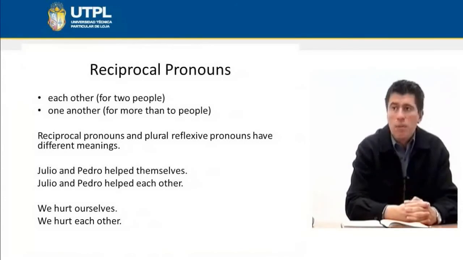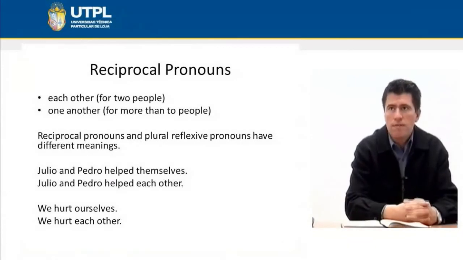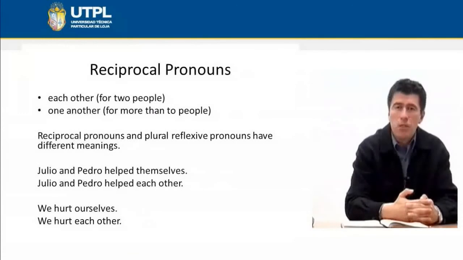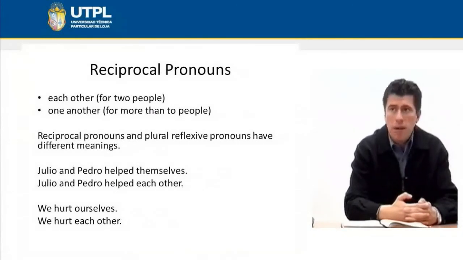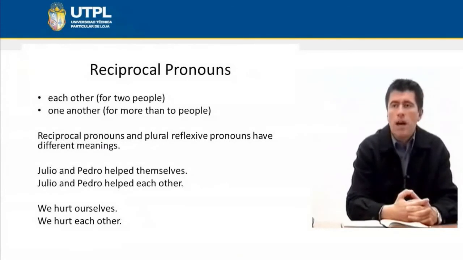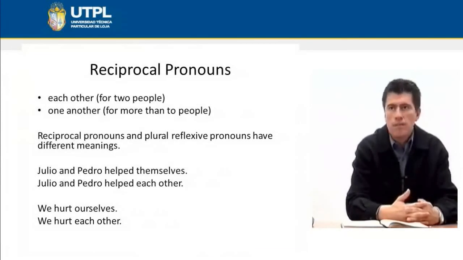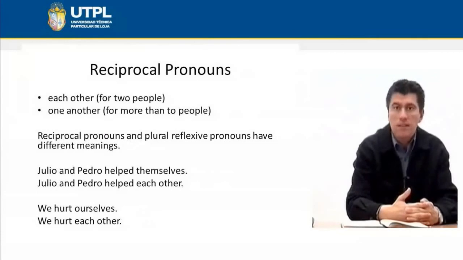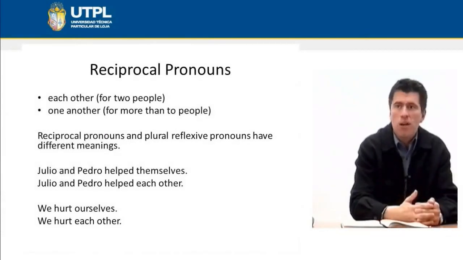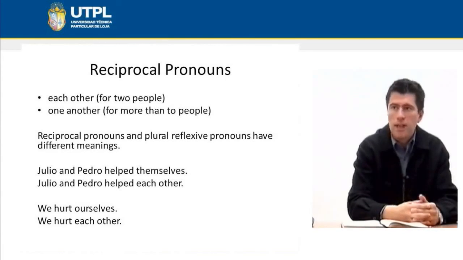When I say Julio and Pedro helped themselves, it means that Julio helped himself and Pedro helped himself. And when I say Julio and Pedro helped each other, it means that Julio helped Pedro and Pedro also helped Julio. Now in the next example, we hurt ourselves and we hurt each other. Let's say Pedro and Juan: Pedro hurt himself and Juan hurt himself. And when we say we hurt each other, it means that they probably were in a fight and Pedro hurt Juan and Juan hurt Pedro. So take notice of these different meanings when using reflexive pronouns and reciprocal pronouns. Thank you.